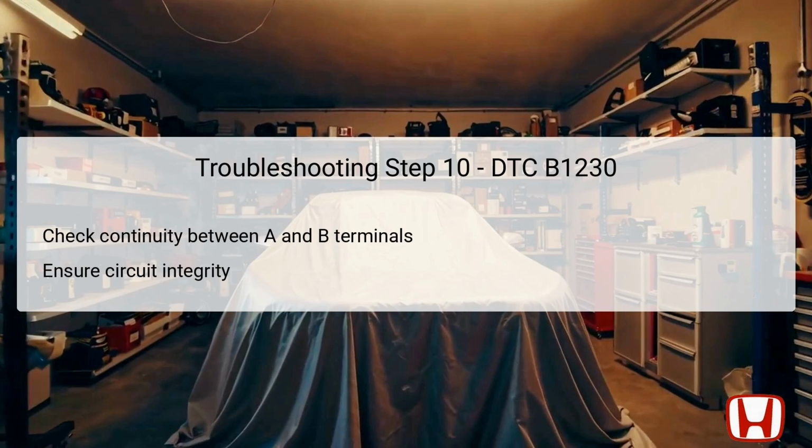Establishing continuity is crucial as it indicates that the wiring between the climate control unit and the sensor is intact. If continuity is confirmed, it suggests that the issue lies elsewhere, possibly within the sunlight sensor itself or the connectors. Conversely, if no continuity exists, it points towards a wiring fault that could lead to the activation of DTC B1230. This thorough checking of connections ensures the reliability of the repair process.